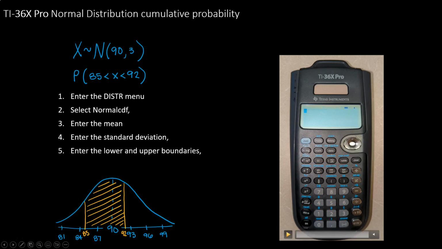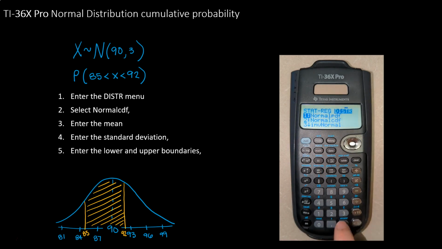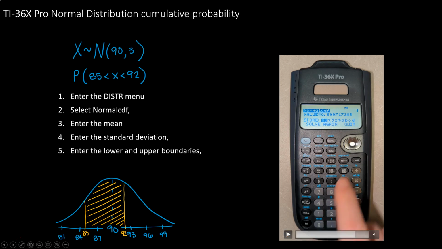Let's go ahead and take a look at the calculator here. We'll enter the distribution menu, select option 2, and enter 90 for the mean, 3 for the standard deviation. Our lower boundary is 85, our upper boundary is 92, and when we click calculate, we see the area under the curve is 0.6997.